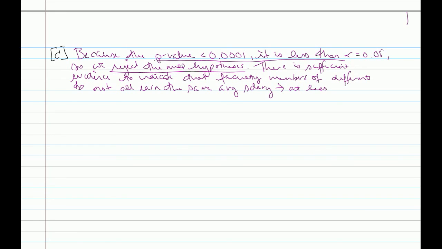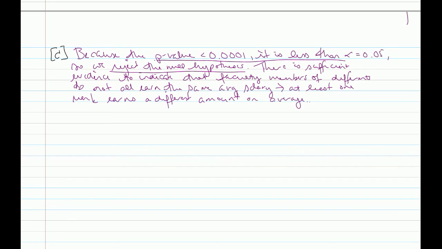At least one rank earns a different amount on average. And this may be unsatisfying because we can't say that full professors earn more, that assistant professors earn less, or that they all earn a different amount. All we can say is that at least one rank is different than the others. We don't know which rank and we don't know how it's different. We just know that at least one rank is different.